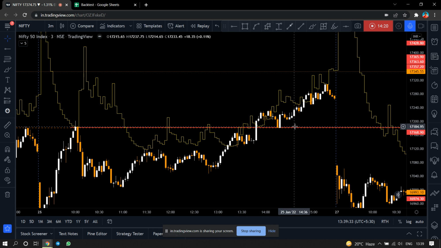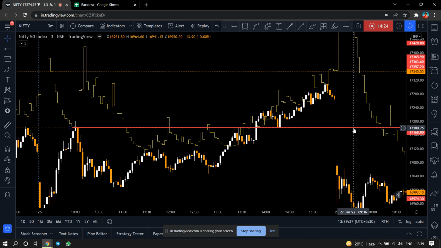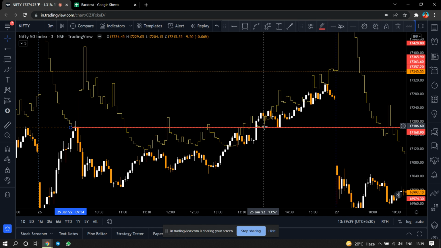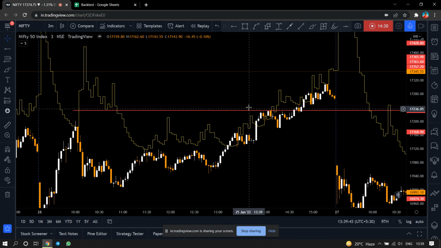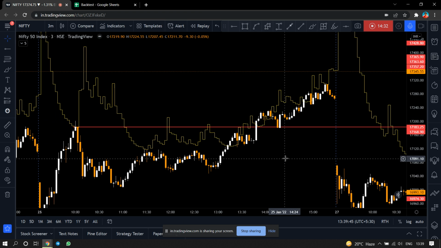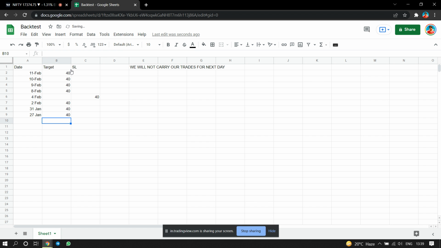So whenever the price would go above it, it will automatically alert you, and then you exit the trade at this point. I'll just delete this alert. We don't need it right now. So you got my point, right? And here also we were able to get our 40 points. So the day was 21st January. I'll just drag this down.